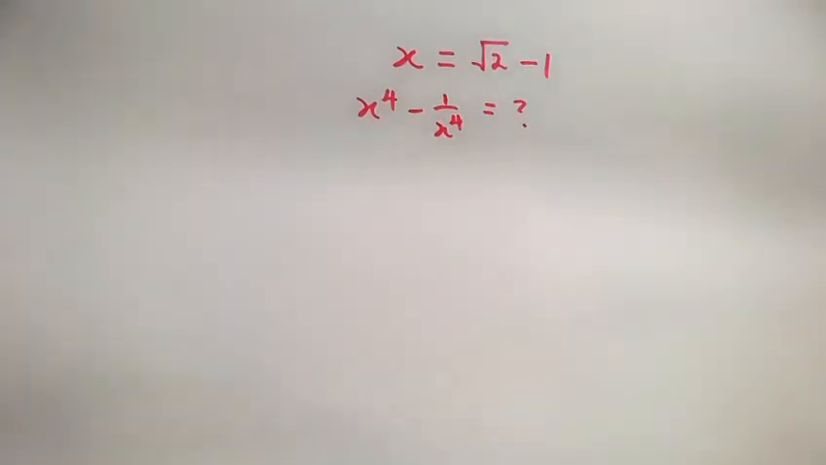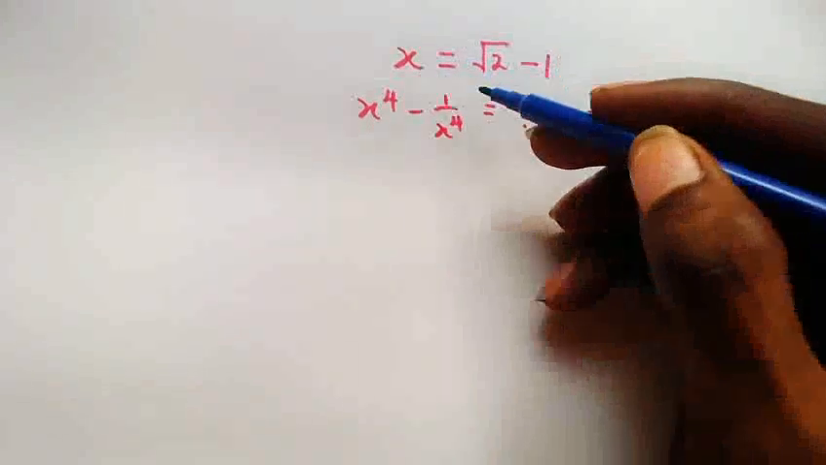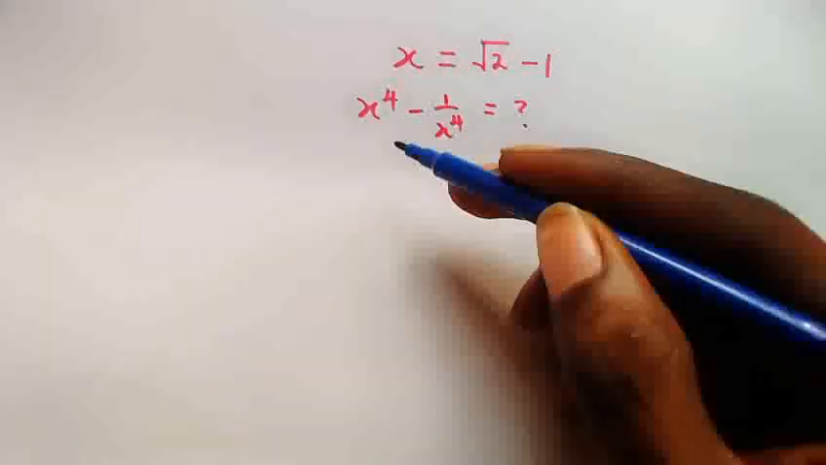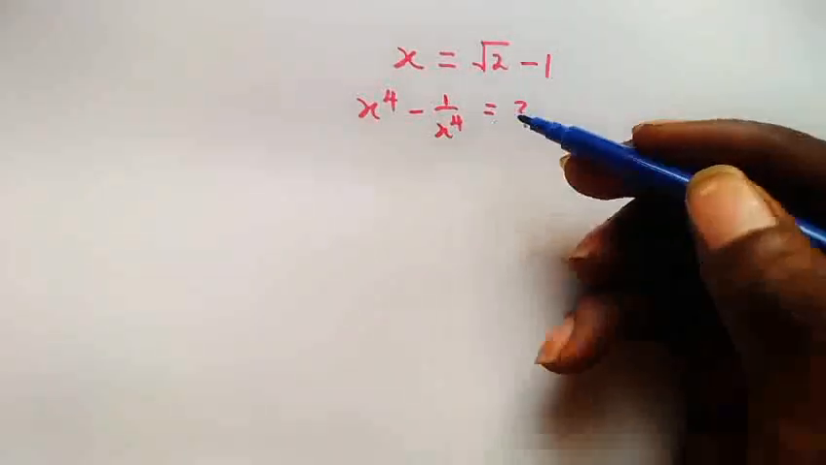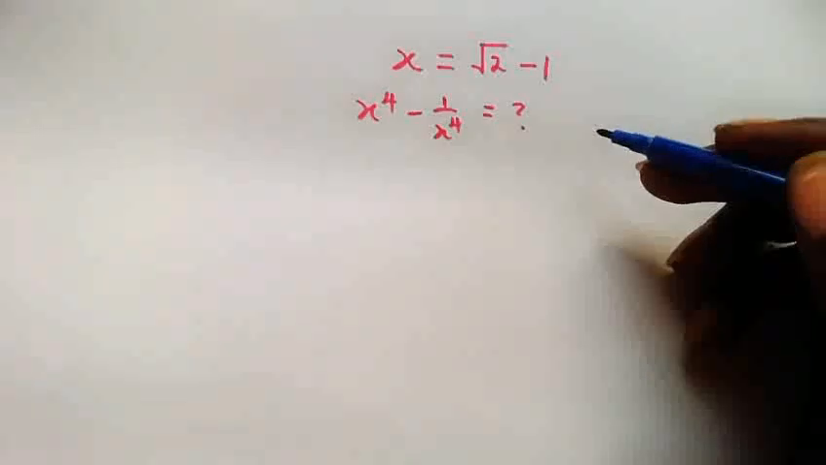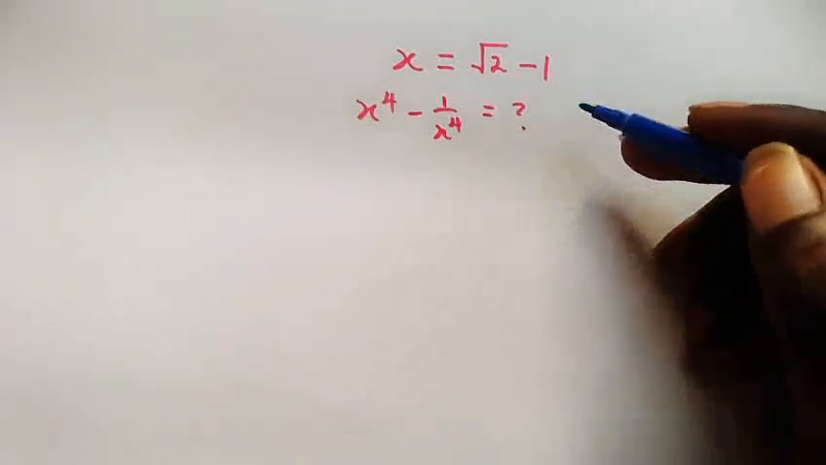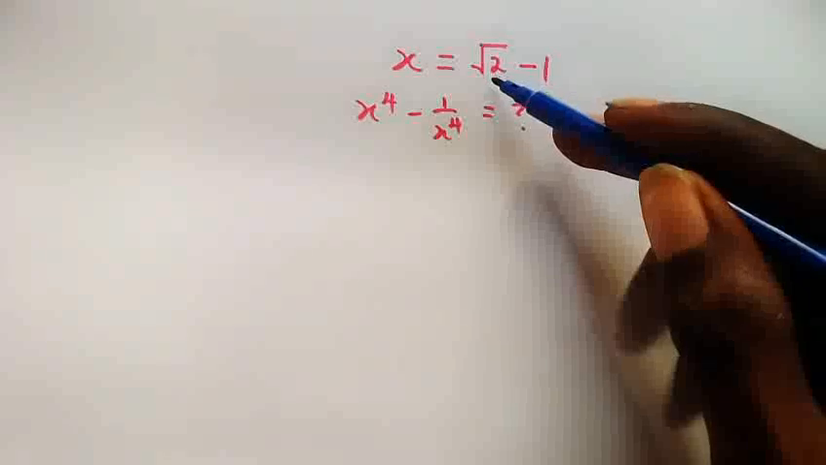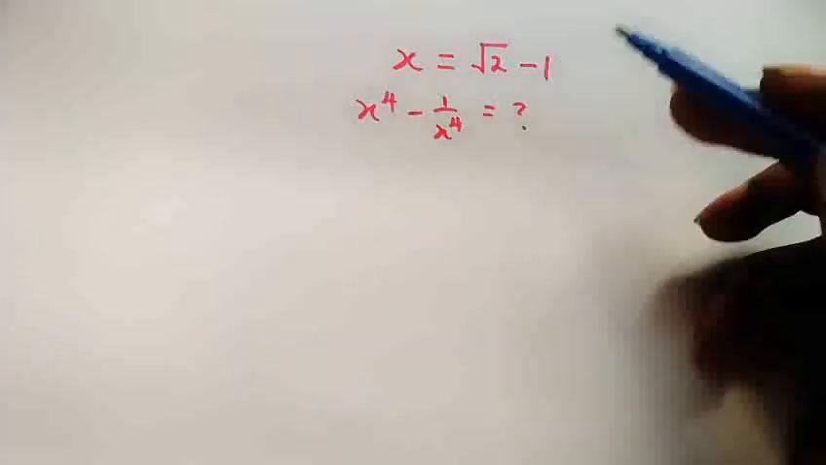Today we have the following interesting problem. If x is equal to root 2 minus 1, then x raised to power 4 minus 1 all over x raised to power 4 is equal to what? There is a restriction here that we are not allowed to expand root 2 minus 1 when it is raised to the power of 2.